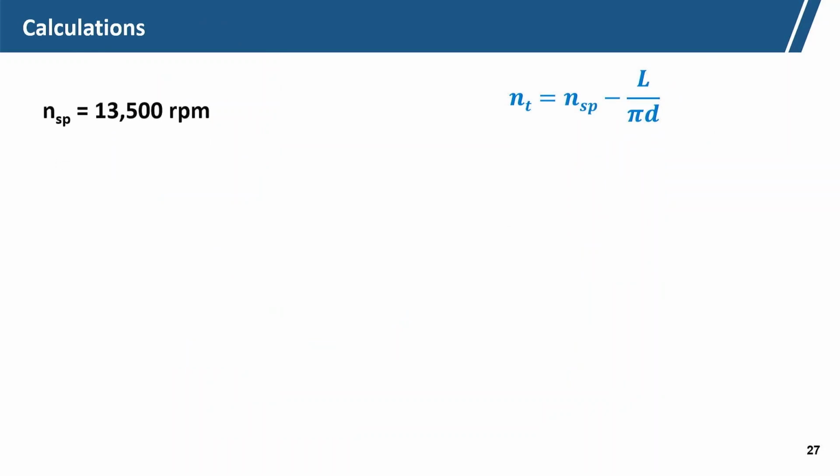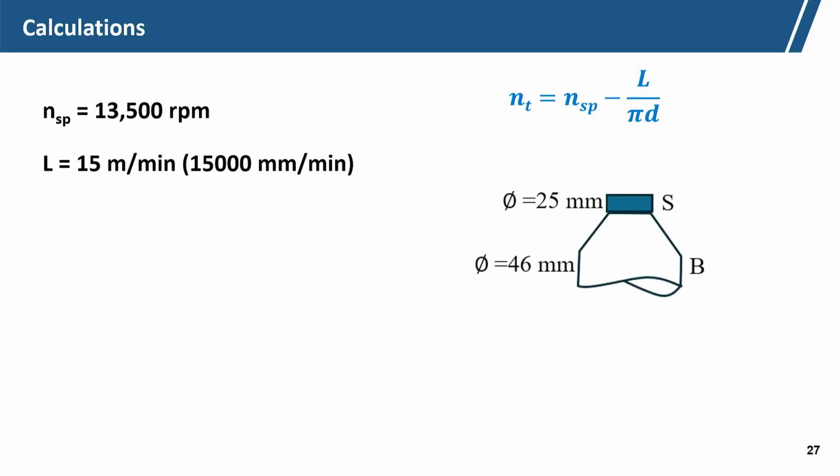Let us take one example: spindle speed, say 13,500, just a random example we have taken, and delivery speed 15 meter per minute. So, 15,000 millimeter per minute, and the bobbin shape is like that. At the base of the traverse it is 46 millimeter at a particular instant, and at the tip of the traverse it is 25 millimeter diameter. D is changing.